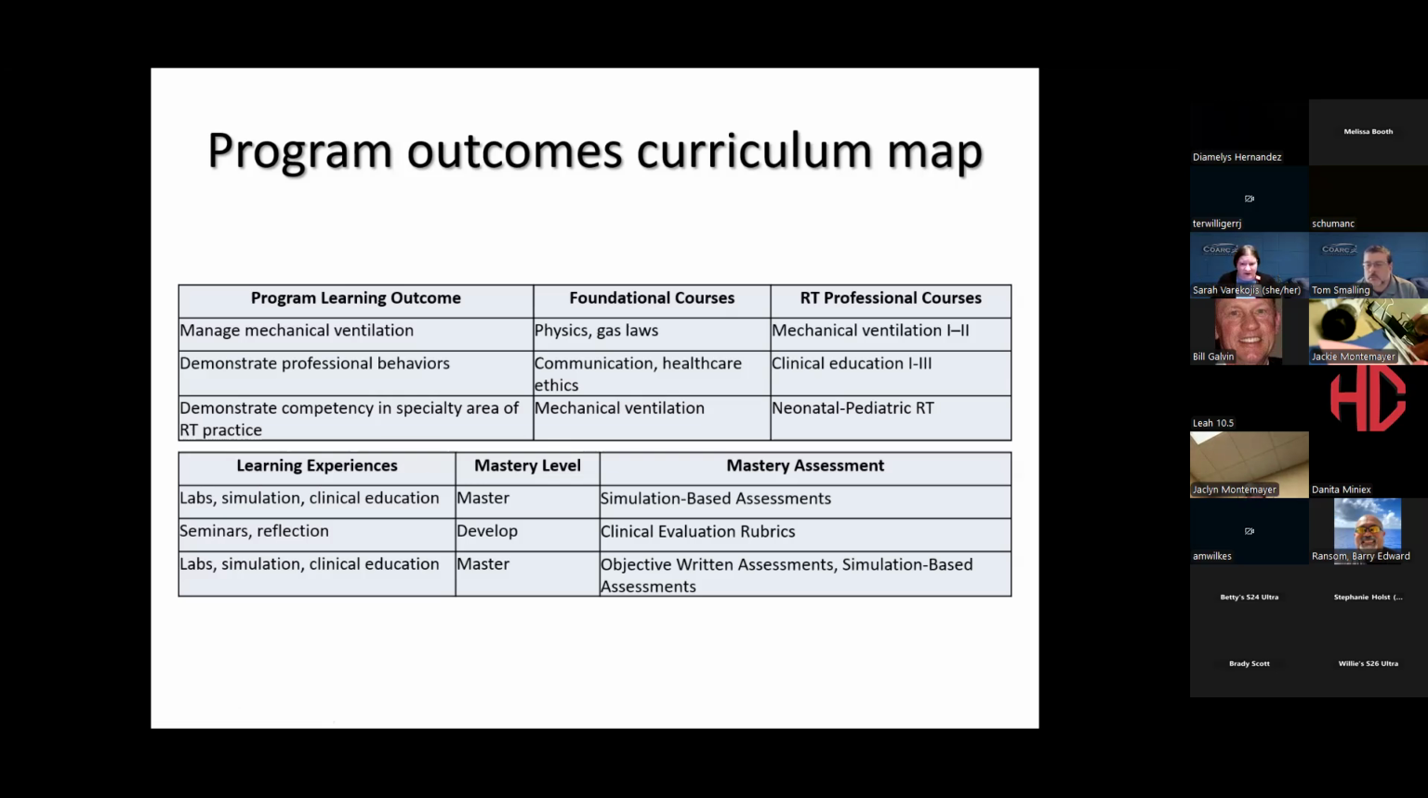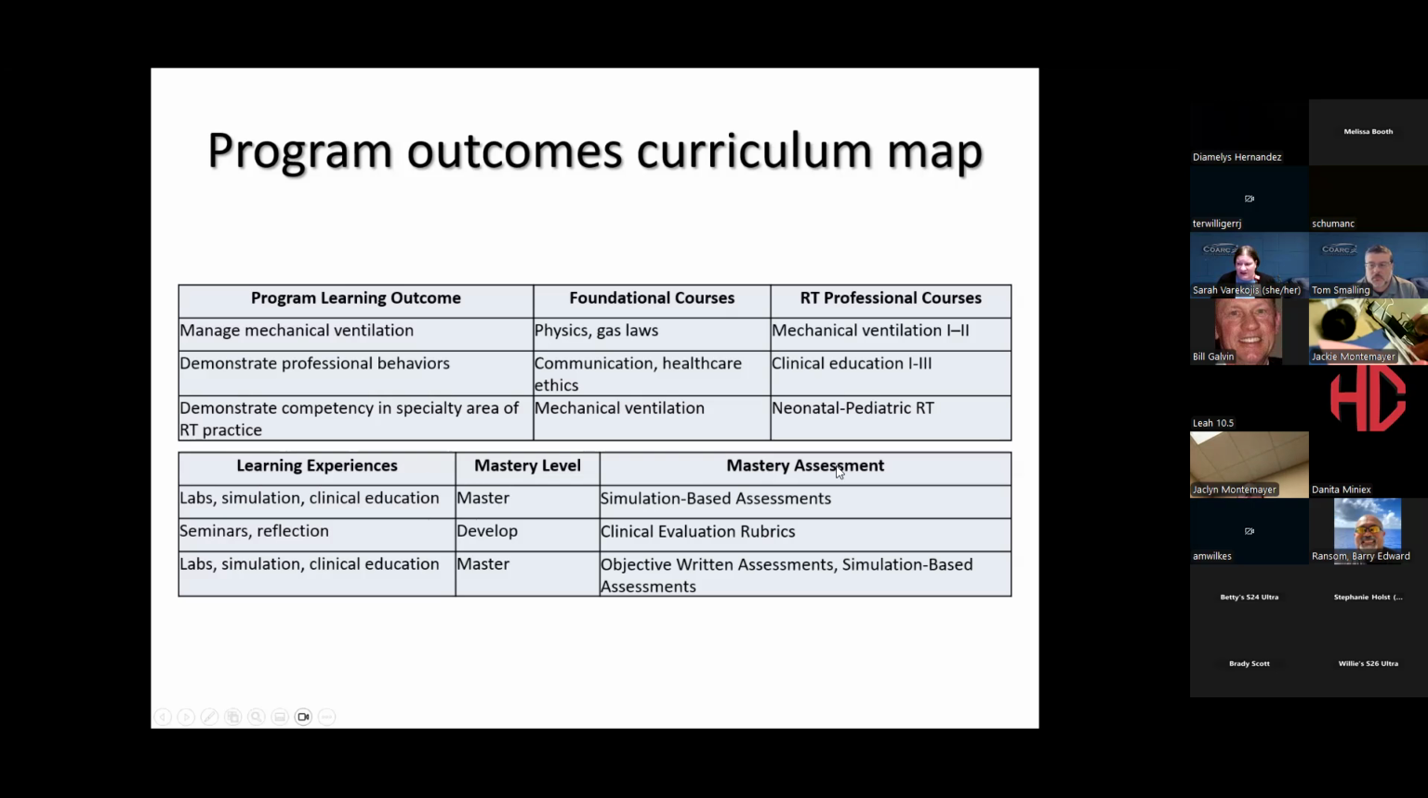But I know that I'm going to include, in order for students to be able to manage mechanical ventilation, I would likely need to have learning experiences in all of these areas. And I think Tom mentioned that before, that if you don't have clinical experience in mechanical ventilation, you're unlikely to be successful in programmatic outcomes. And the mastery level would be to master.